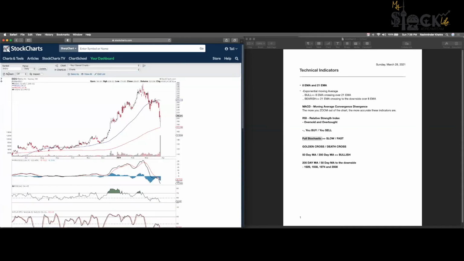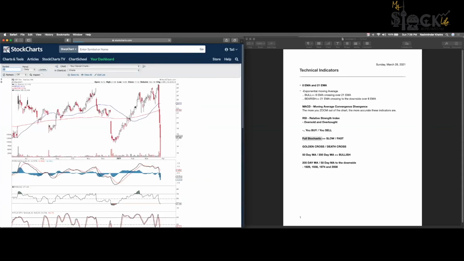All right, now let's look at another Chinese name, IQ. Ooh. So check this out. The golden cross here, it didn't work. It's a chop fest. There were golden and death crosses, it had nothing to do with the stock. The stock did its own thing, and it just broke below the 50 MA and the 200 MA. It's in a complete chop fest.